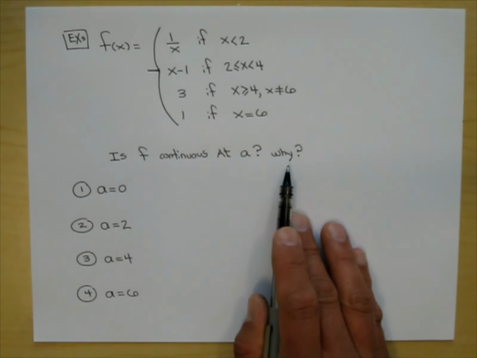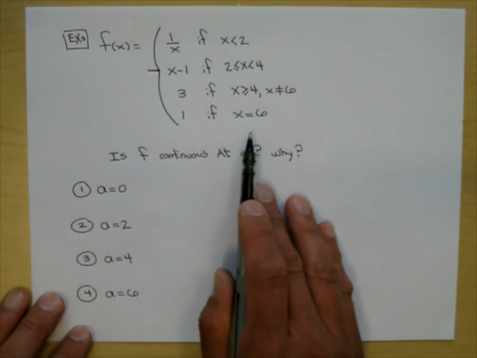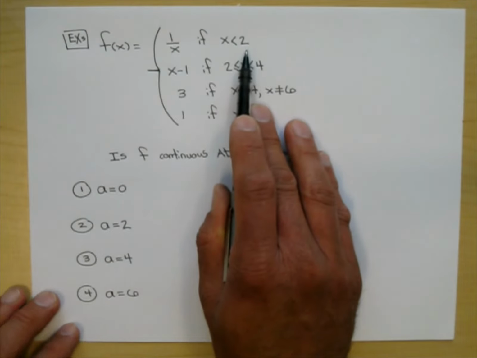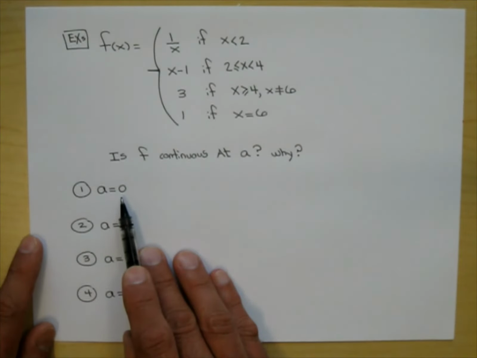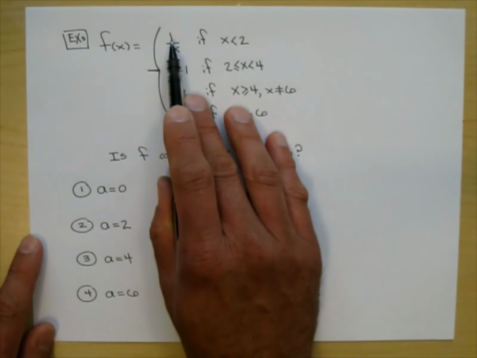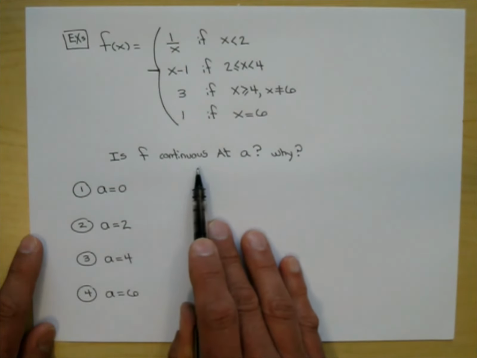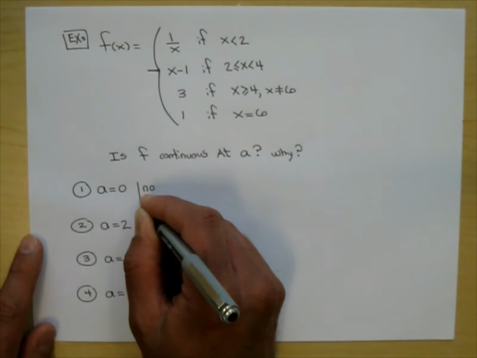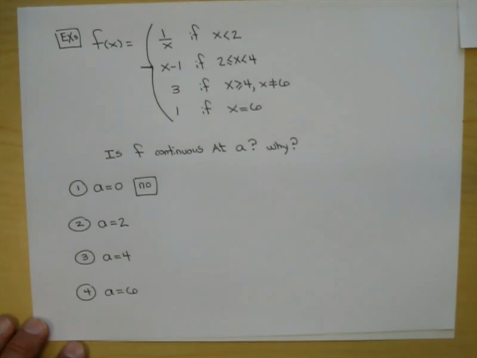Okay, so let's take a look at A equals 0. Well, you don't see 0 in any of these conditions over here. But what's happening when you put 0 in? Let's just feed this guy a 0. If you feed him a 0, 0 is less than 2, and you put it over here, it's 1 over 0. That's undefined. So is f continuous at 0? The answer is no. Now they say, why? Why is it discontinuous? Well, it's discontinuous because it's not even defined.